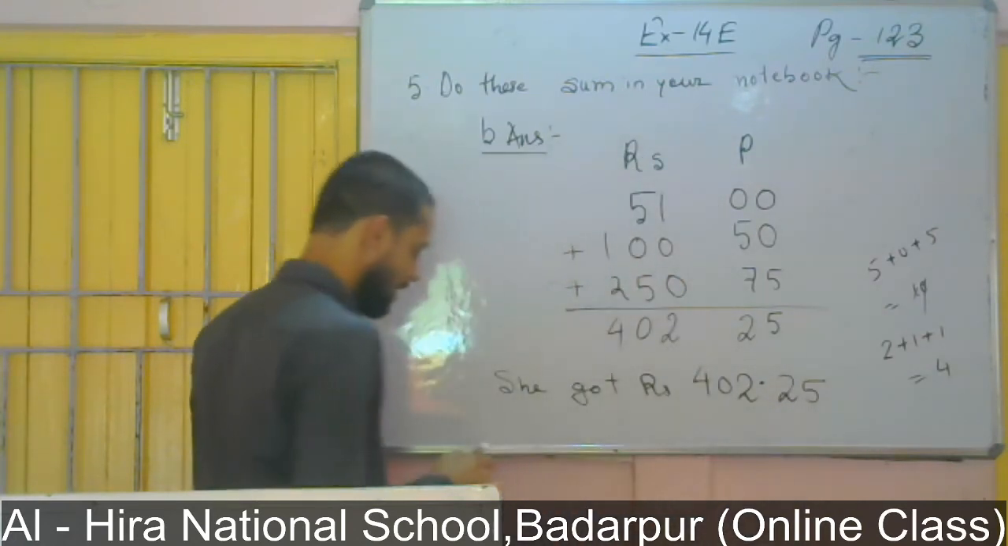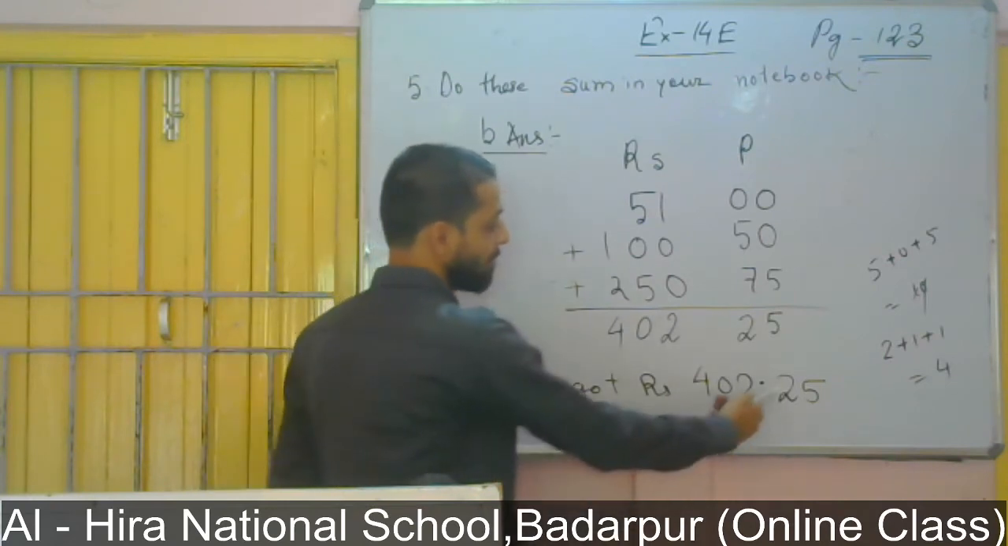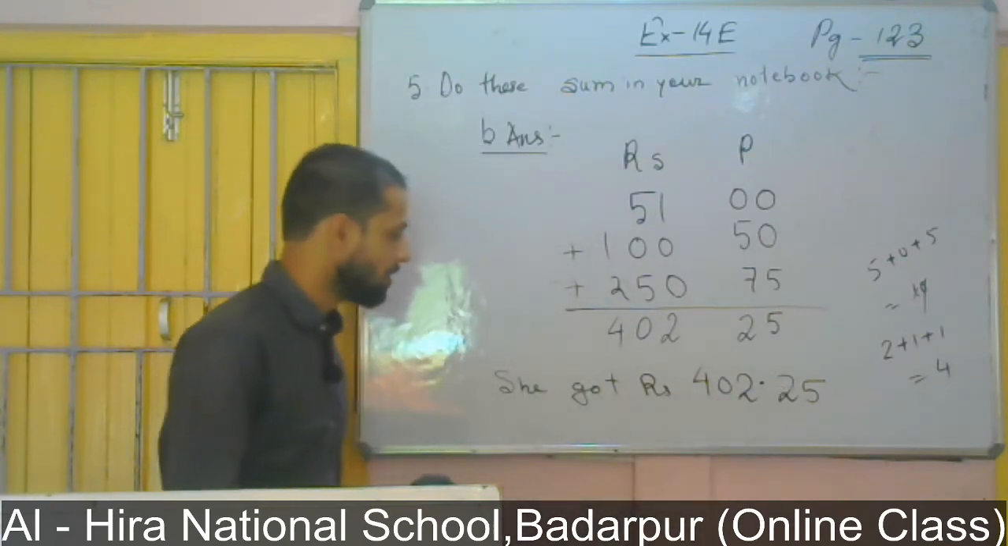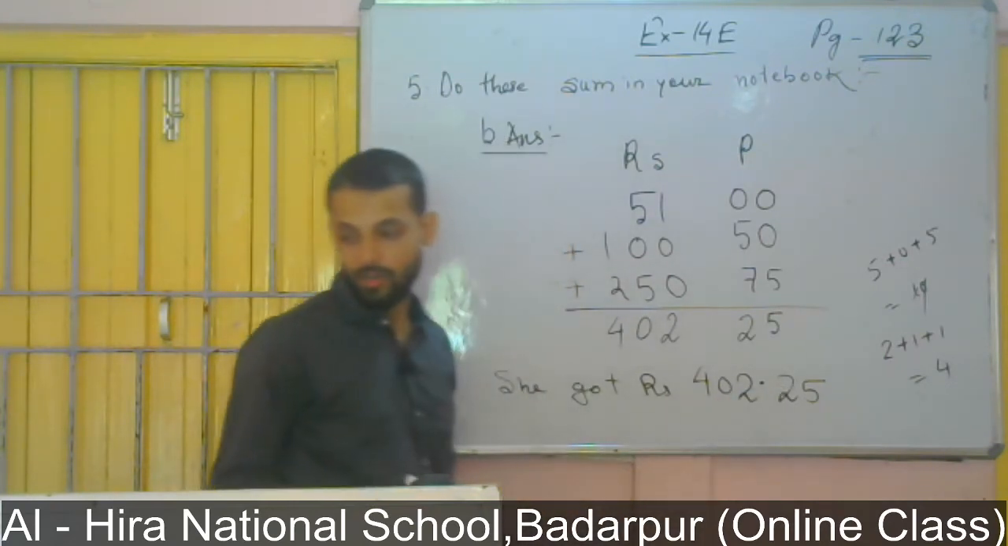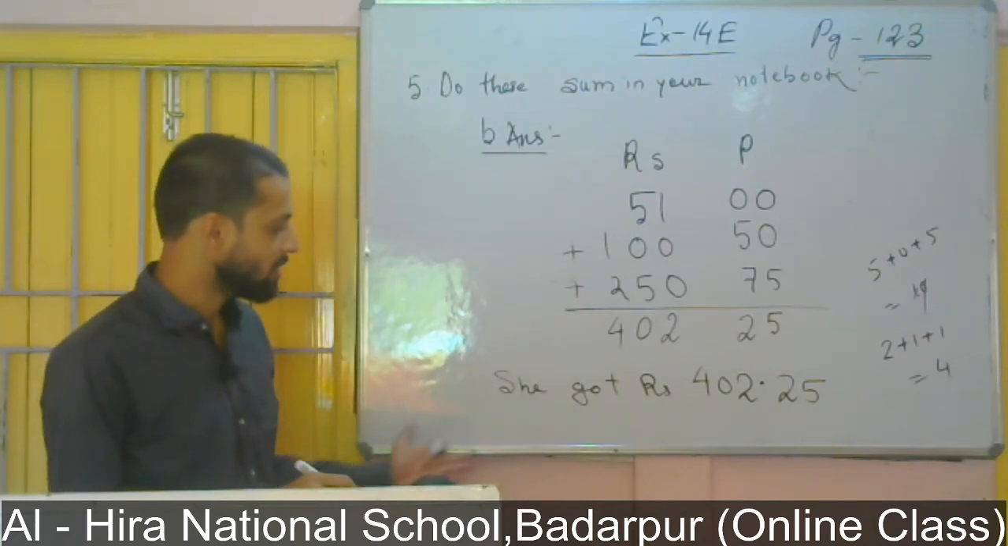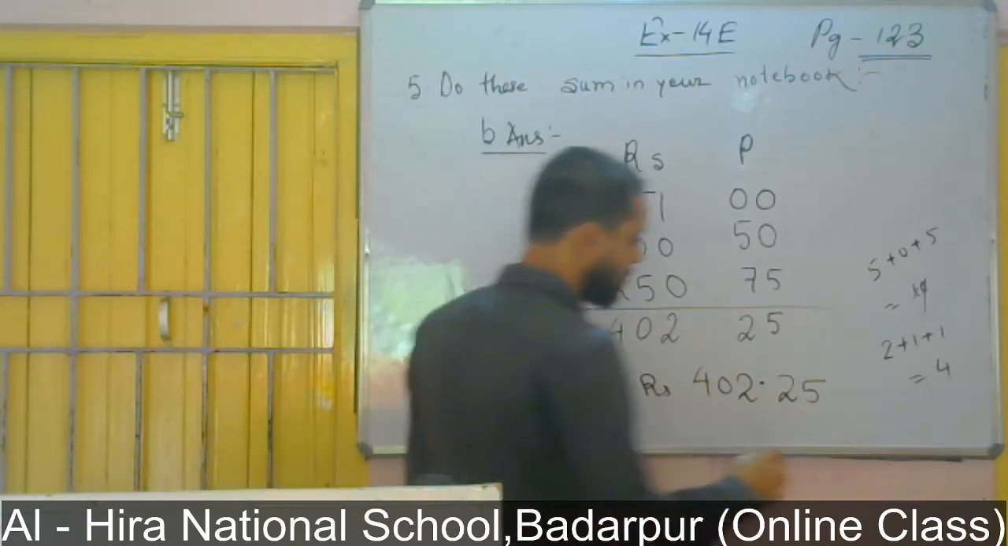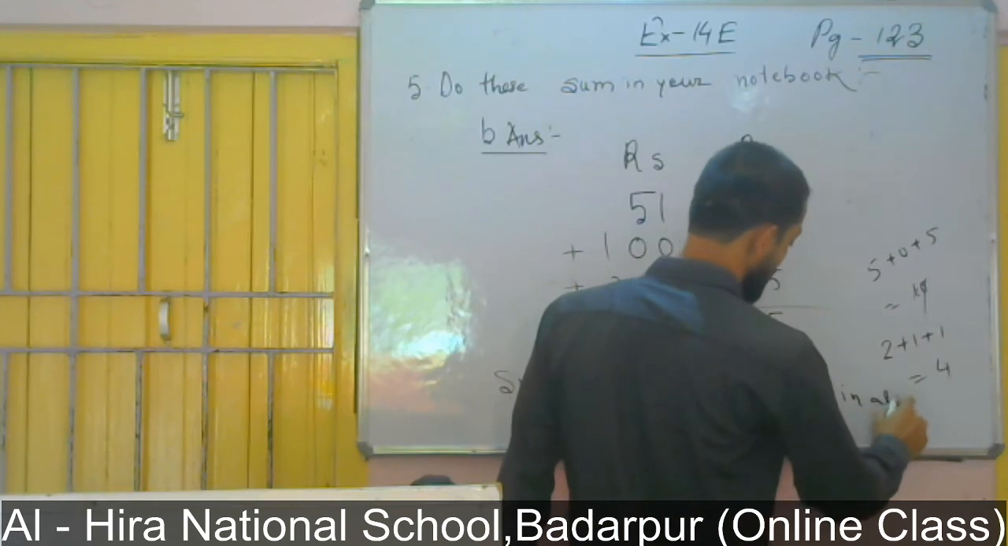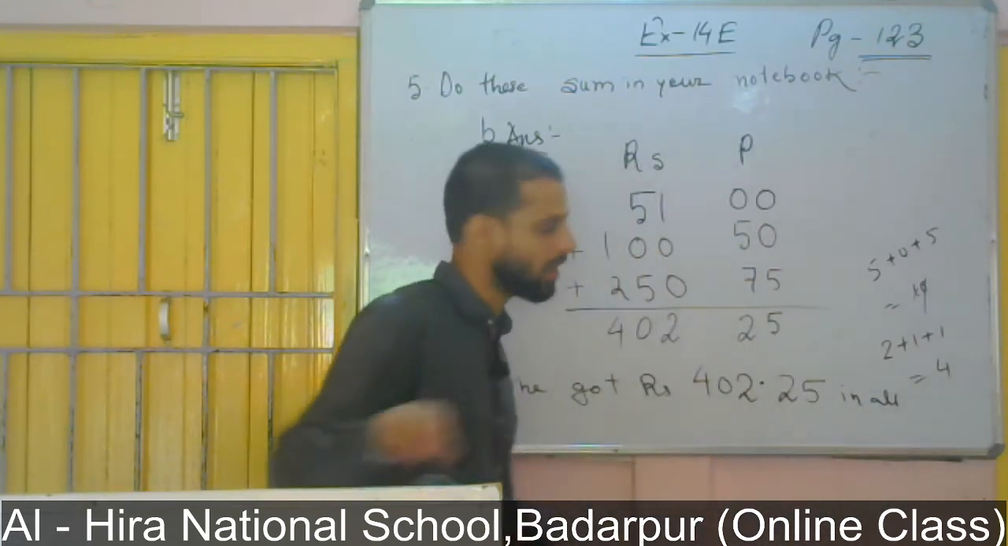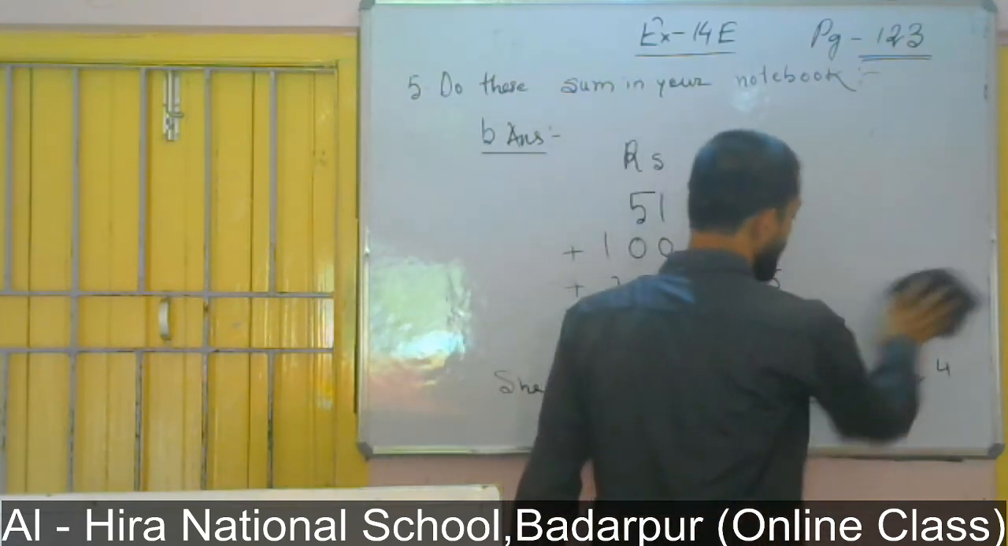So earlier, why have I given the decimal point here? In all, we can write she got rupees 402.25 in all. That means simply we can write total also. Okay. So here, what are we going to do?